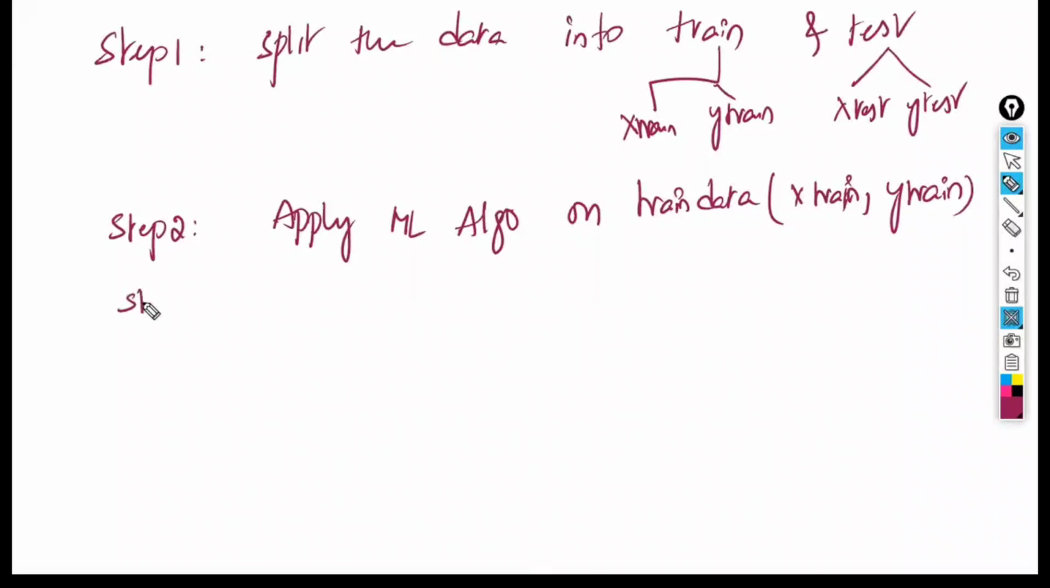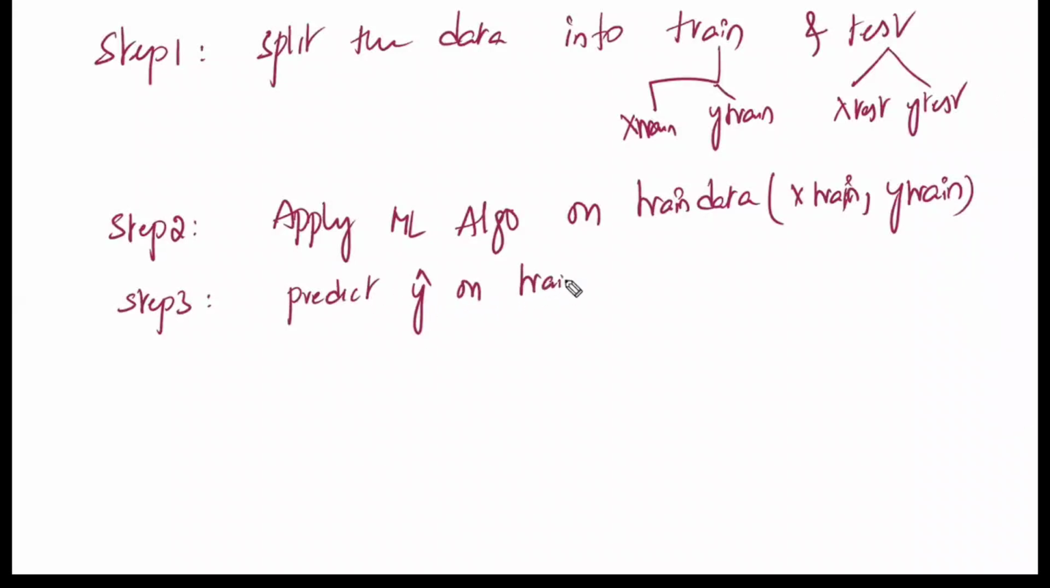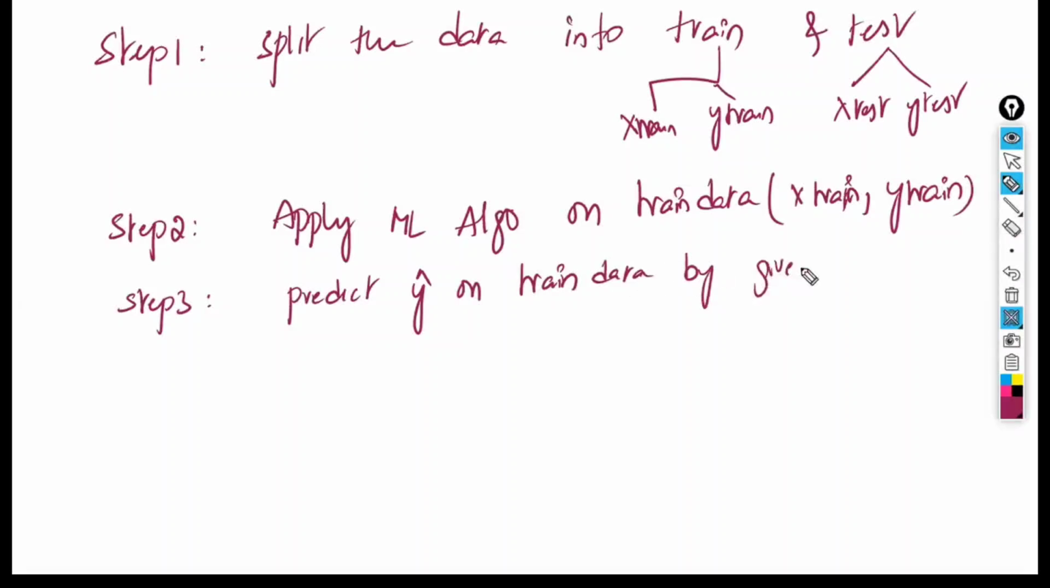After that, step 3. Okay, predict the Y hat values on the train data by giving X train as the input. By giving X train as input to the model.